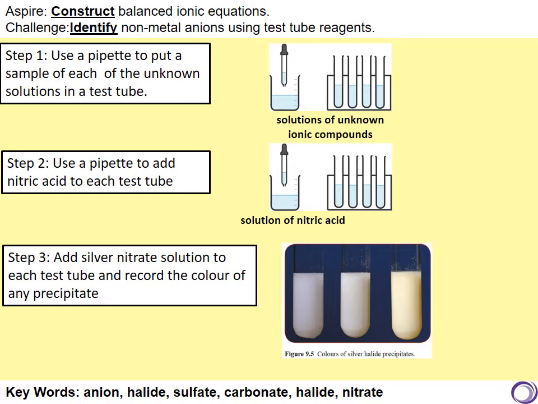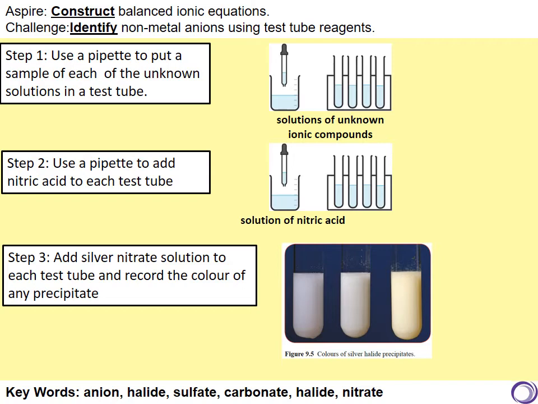If we were to put, say, hydrochloric acid in there, then we would be adding chloride ions using the acid, so that would give us a false test. Nitric acid will not interfere with our test, but it will remove any other ions there that we don't want to test for. Finally, we then add silver nitrate solution to each test tube. This should then result in the formation of a precipitate if a halide ion is present.